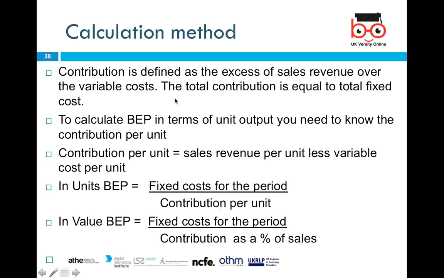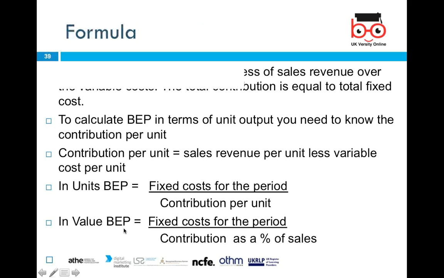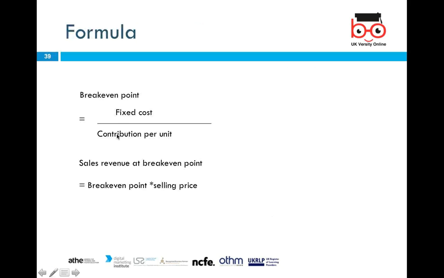Normally contribution is defined as the excess of sales revenue over the variable cost. The total contribution is equal to total fixed cost. So to calculate the break-even point in terms of unit output, you need to know the contribution per unit and contribution per value. These are the formulas of the break-even point.